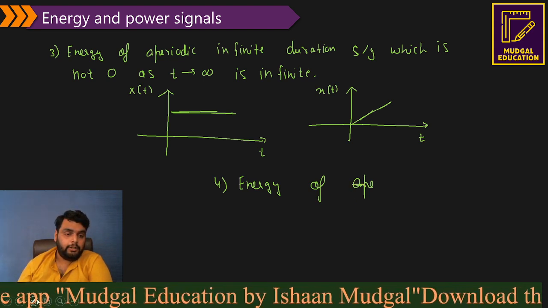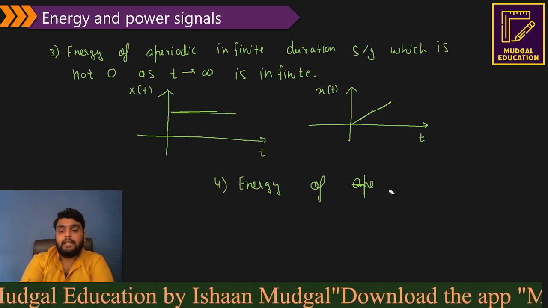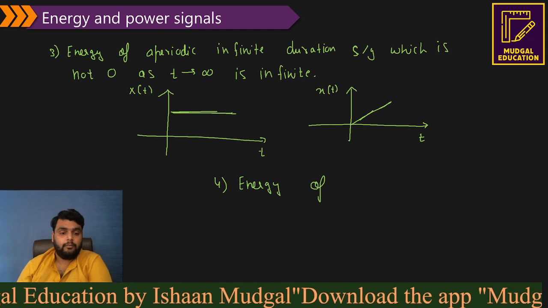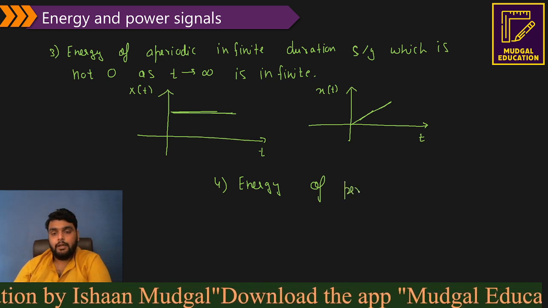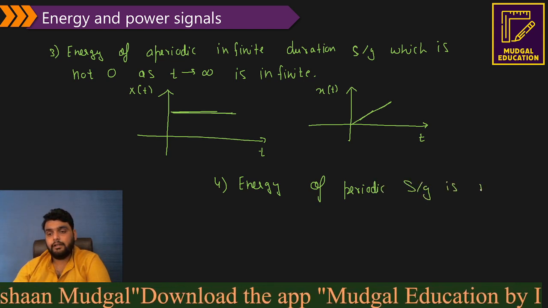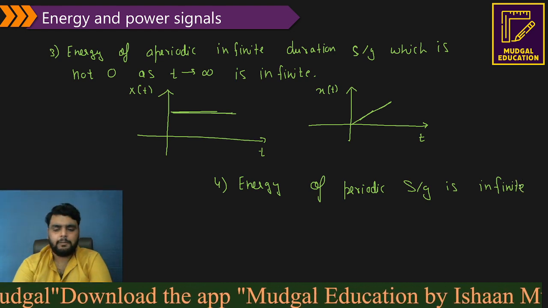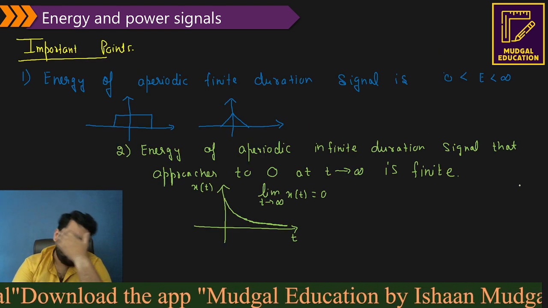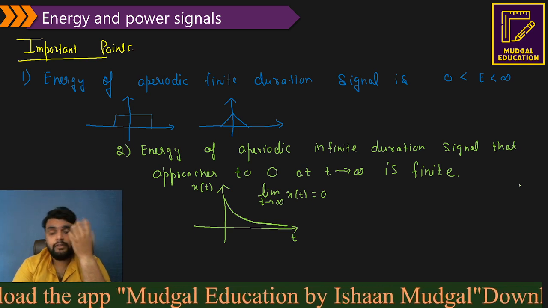The simple point here will be, let me erase this. The energy of a periodic signal is infinite. Understand? Simple concept. So these 4 points you need to understand, and you can identify many different types of signals. I will discuss that also.